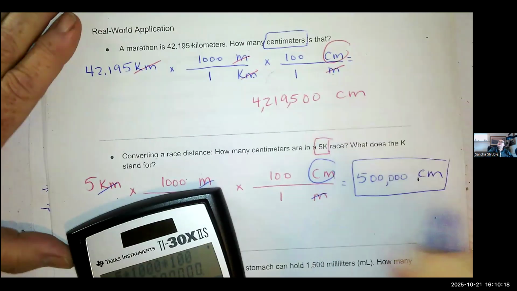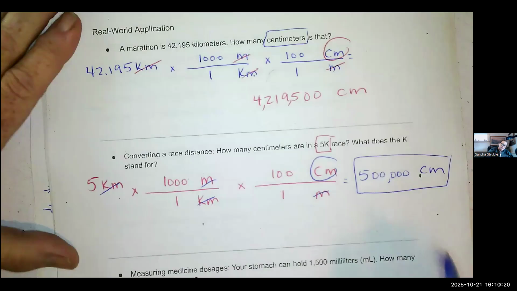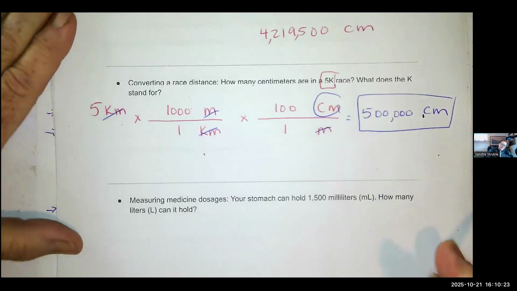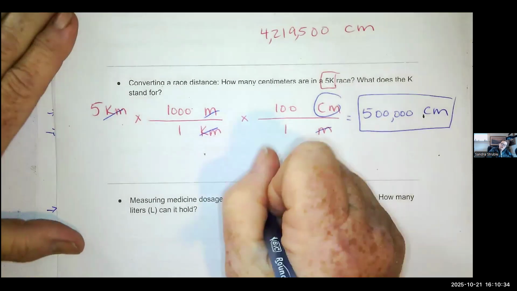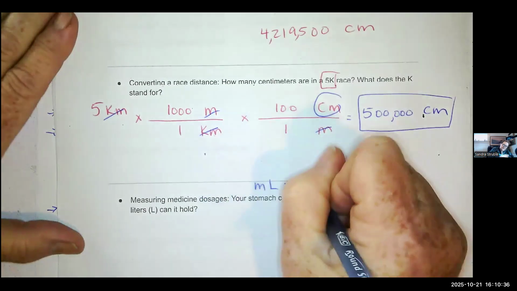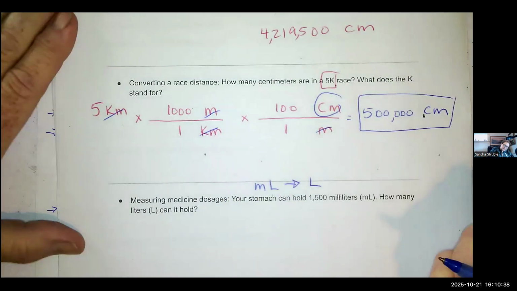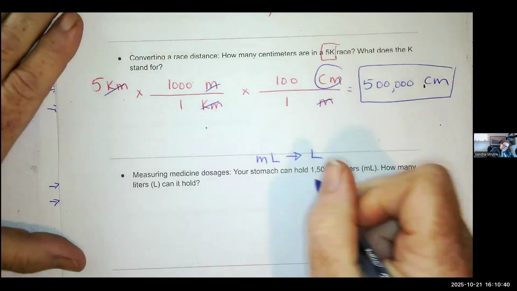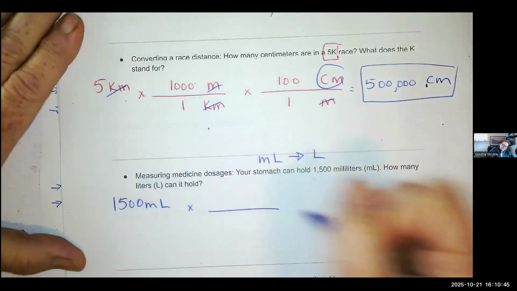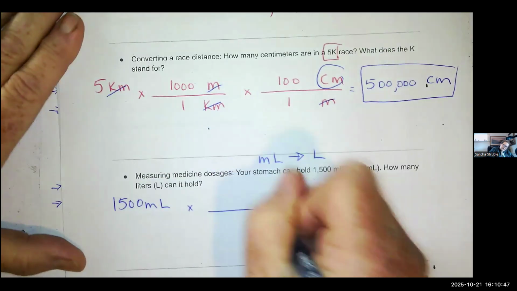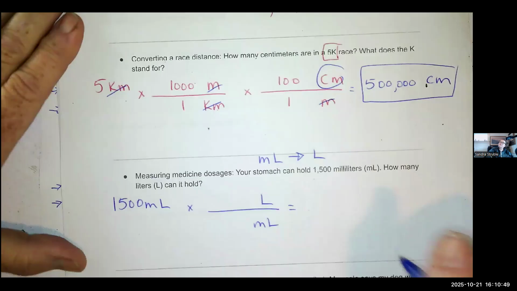All right. Next one, measuring medicine dosages. Your stomach can hold 1,500 milliliters. And now we're going to liters. How many liters can it hold? Oh, okay. We're just going from milliliters to liters. That's only one conversion because liters is our base. So 1,500 milliliters is what we're starting with, and we're only doing one conversion to get from milliliters to liters. I know there's 1,000 milliliters in 1 liter.